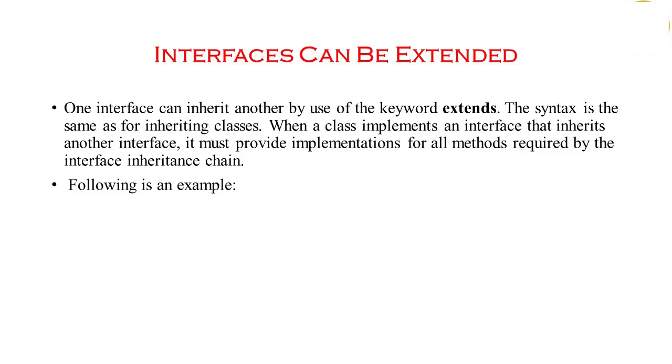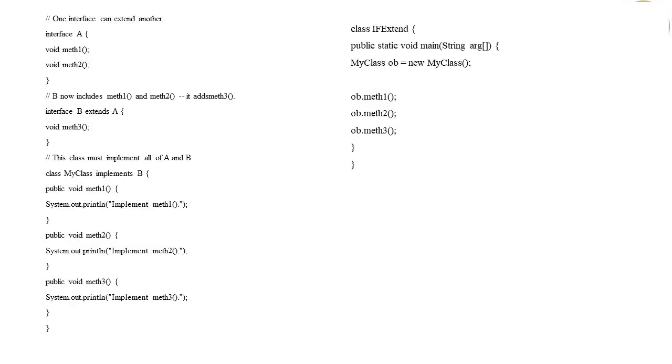Interfaces can be extended. One interface can inherit another by use of the keyword extends. The syntax is the same as for inheriting classes. When a class implements an interface that inherits another interface, it must provide implementation for all methods required by the interface inheritance chain. Here is an example to show this.